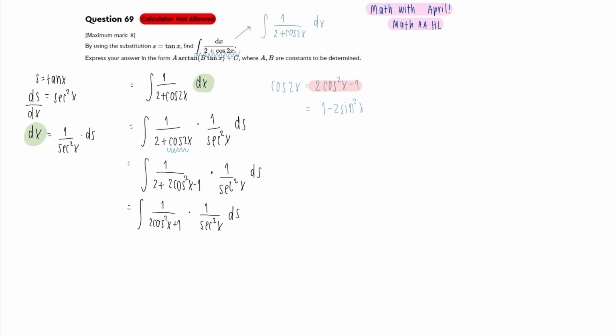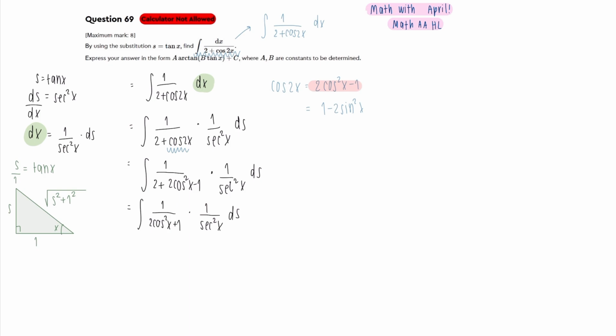But another method that is really useful for this is we can look at s as a right angle triangle. So we can say that s over 1 is equal to tan x, right? We can draw out a right angle triangle and make x an angle. So tan x is equal to s over 1. Tan is basically opposite over adjacent, so it will be s over 1. And then the hypotenuse will be the square root of s squared plus 1 squared.